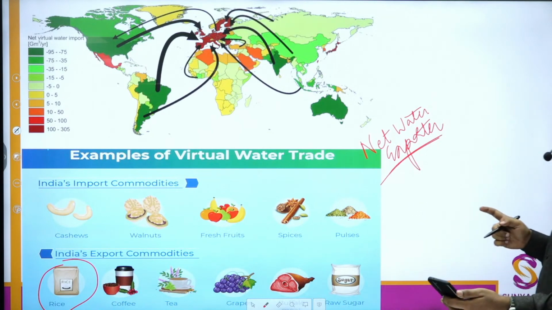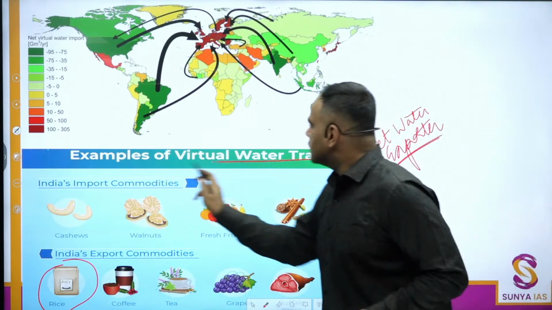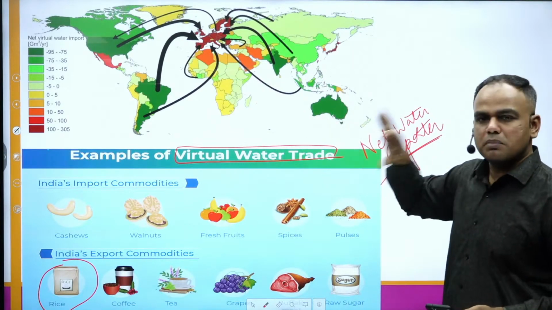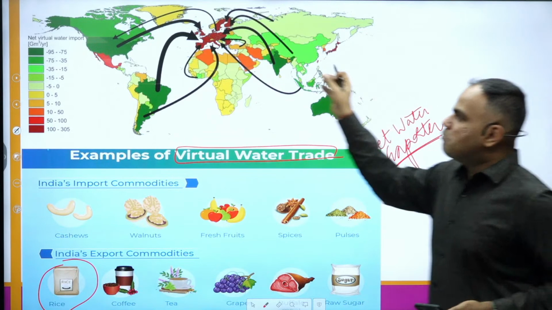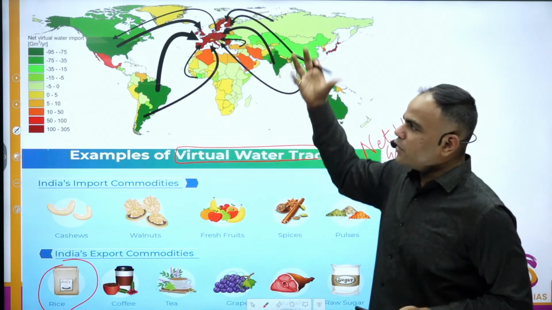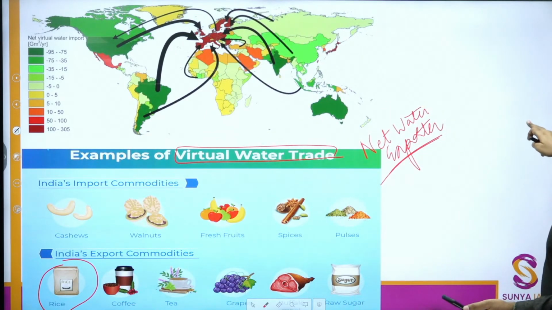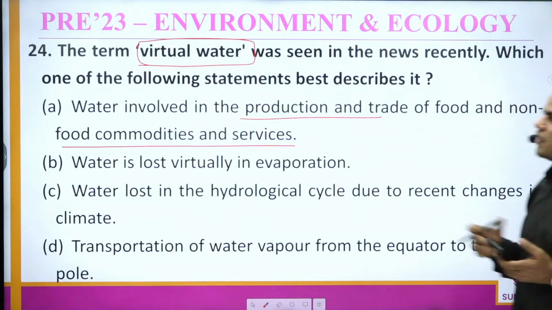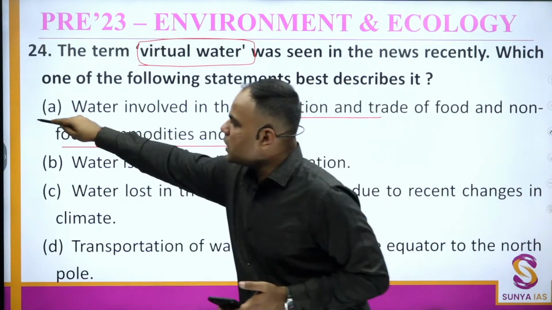This is related to virtual water trade. I hope this image makes some sense to you. Import and export overall will tell you the net virtual water import and export. So for question number 24, I think now it should be very clear to you that the answer here is A.